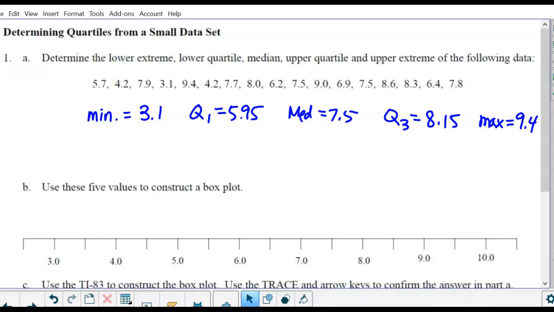Okay, so just like yesterday. And then it says use your calculator as well. So let's do it by hand. Minimum is 3.1, so we've already drawn the horizontal scale for you. So 3.1 would be about here. 5.95, if you have a ruler, then just have your ruler out and follow along to do the plot so that it's horizontal. So 5.95 is very close to 6. Median is 7.5. Quartile 3 is 8.15. So that's about here. And max is 9.4.